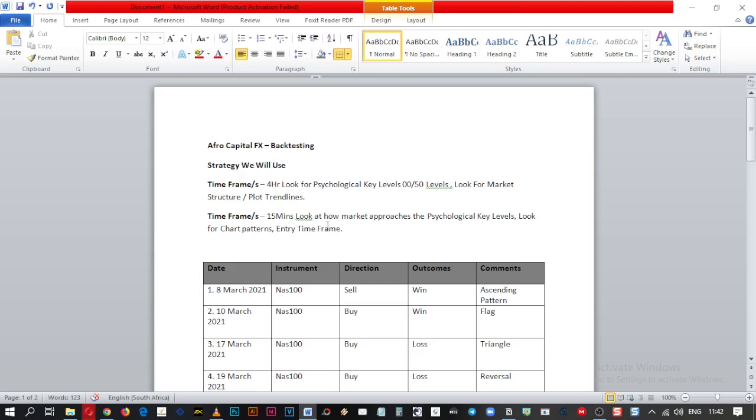On the 15-minute time frame, we're looking for how the market approaches those psychological key levels plotted on the 4 hours. We also look for chart patterns. Is it a continuation pattern? Is it a reversal pattern? Is it a break and retest? Any other pattern? That is also our entry time frame. As soon as we enter our trade, we let our trade play. It's either hitting take profit or stop loss.